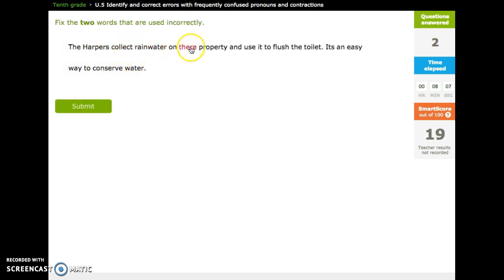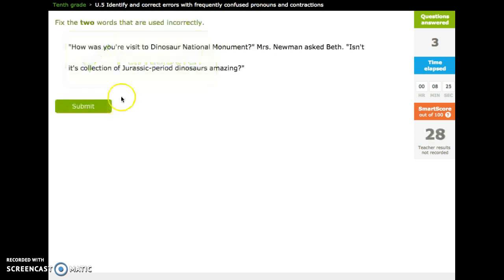The Harpers collect rainwater on their. Is it on his property, on her property? It's on their property. We need the possessive. And use it to flush the toilet. It is an easy way, right? It is, let's contract it. How was your visit? This is saying "how was your visit," right? So let's change it to "your." Isn't its collection? This is saying "isn't it is collection." So let's change it.